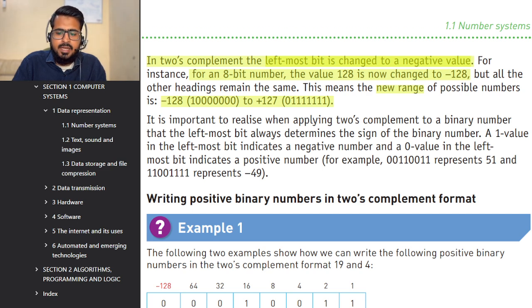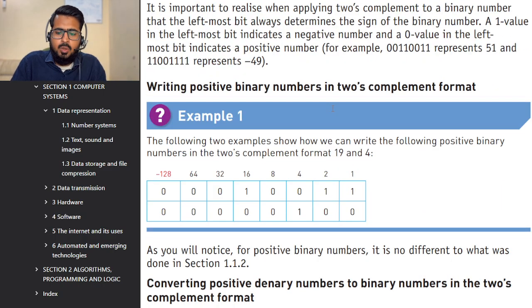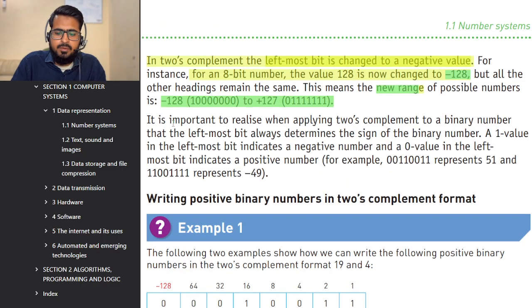Now it's saying for an 8-bit register, instead of 128 positive we use negative 128. We already saw that as well, right? So the new range is going to be negative 128 to positive 127. We already saw that for a 4-bit, an 8-bit and a 12-bit, right? So now let's have an example.